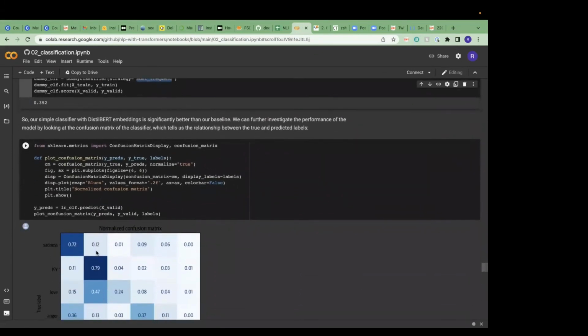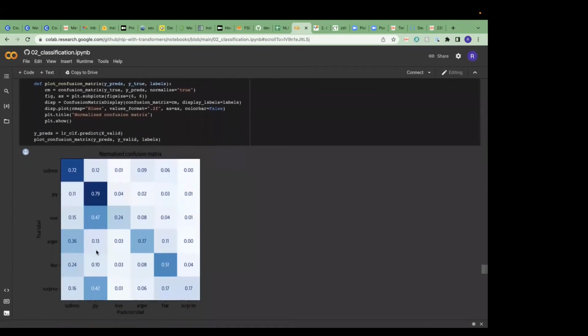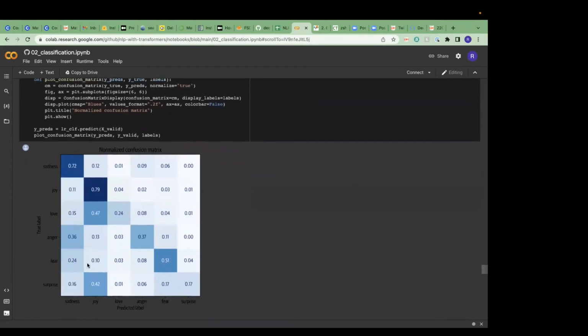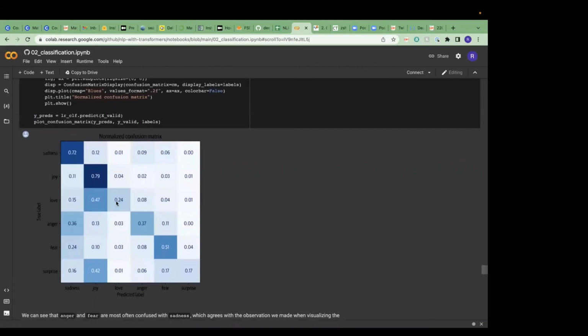Yeah, and then it's plotting the confusion matrix. So the thing that it gets wrong a lot is surprise, which it confuses with joy and fear, which is understandable. Anger gets confused with sadness, and to some extent fear gets confused with sadness.